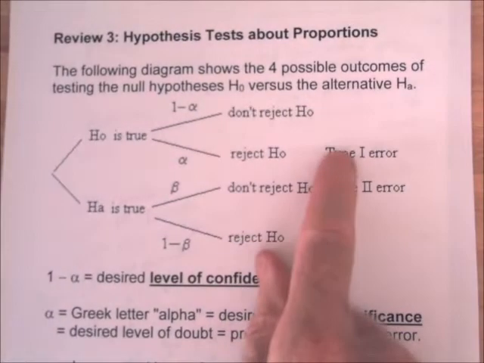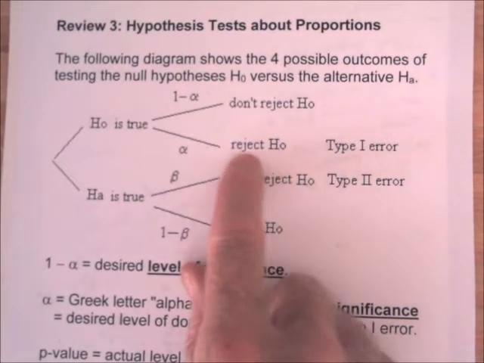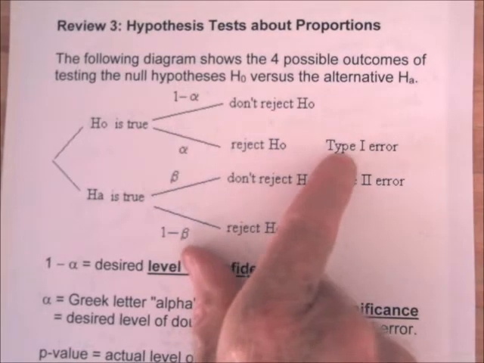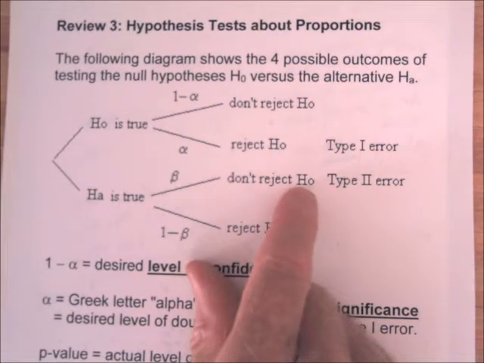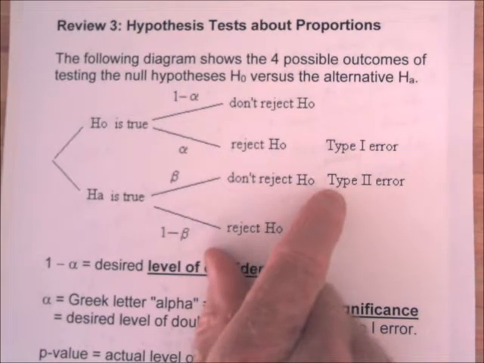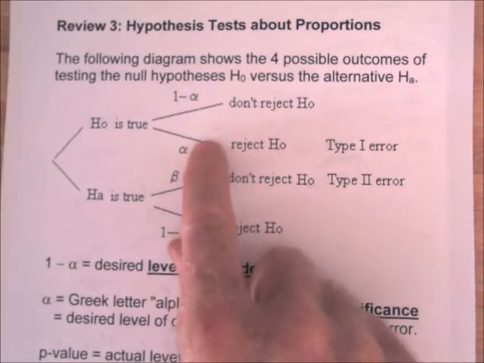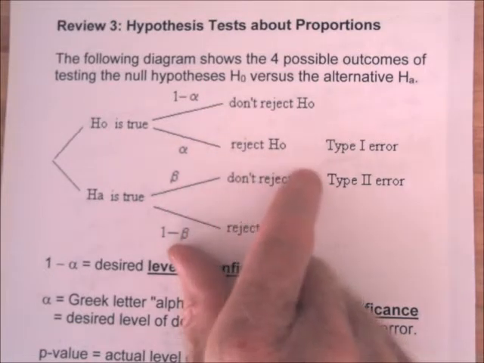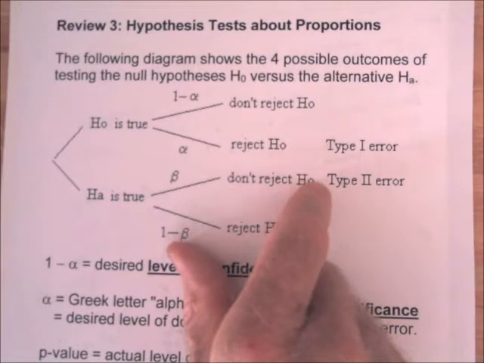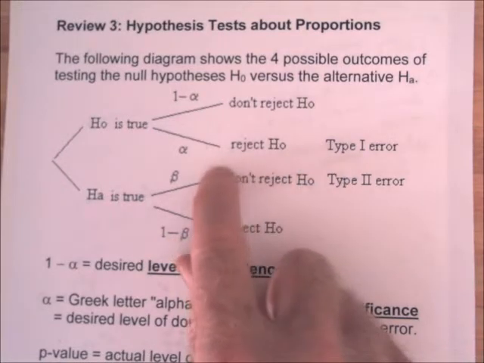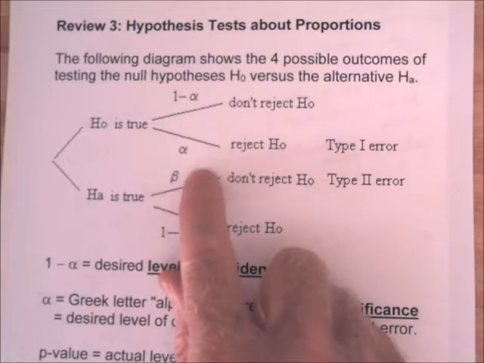Two of these are errors. If we reject H0 and H0 is true, that's called a type 1 error. If we don't reject H0 and HA is true, that's called a type 2 error. The probability of a type 1 error is denoted by the Greek letter alpha, which looks a little bit like an A, a little bit like an X. And the type 2 error is denoted by the Greek letter beta.